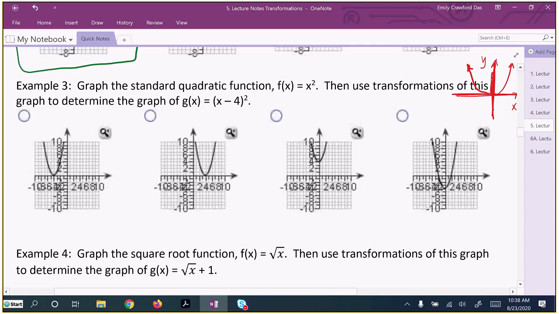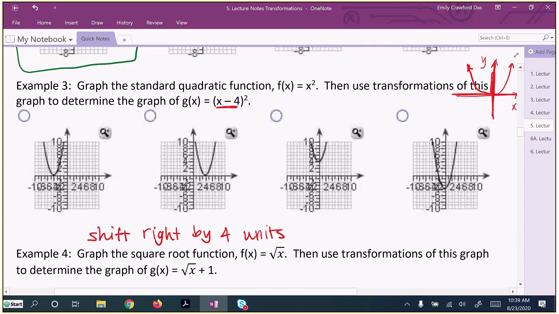So this is the parent graph x squared. The transformed graph, g of x, is (x minus 4) squared. So this transformation, because the 4 is subtracted from the x coordinate, is going to be a shift, and I just have to determine shift left or shift right, because I know that it's affecting the x coordinate. So this shift, because it's negative 4, should actually be shifting in the positive direction, or right, by 4 units.